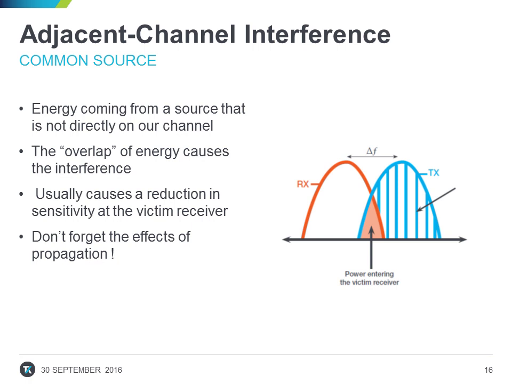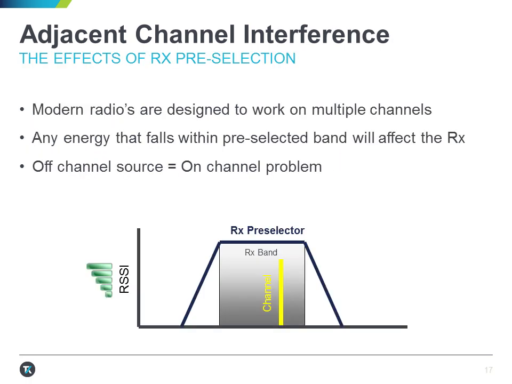The challenge for us here is we can't forget the effects of propagation. Depending on the frequency range we are in, the source of this adjacent channel interference could be very close by or very far away. When we start considering co-channel or adjacent channel interference, one must understand how an RX preselector works in modern radio transceivers.